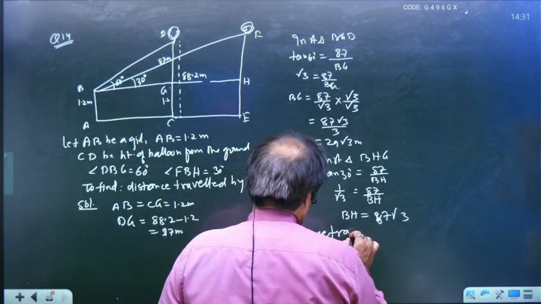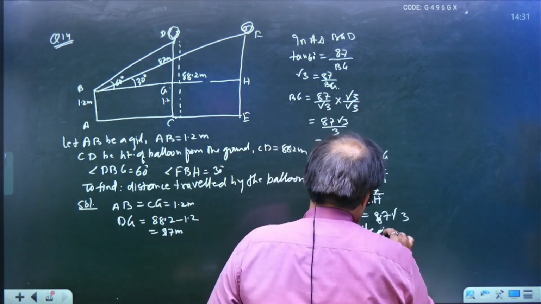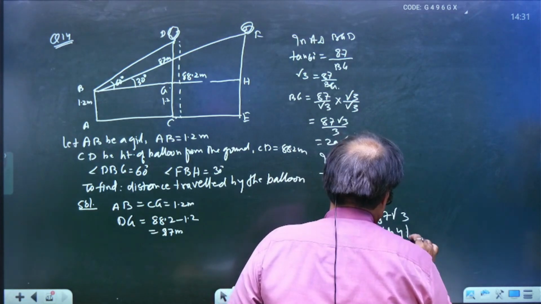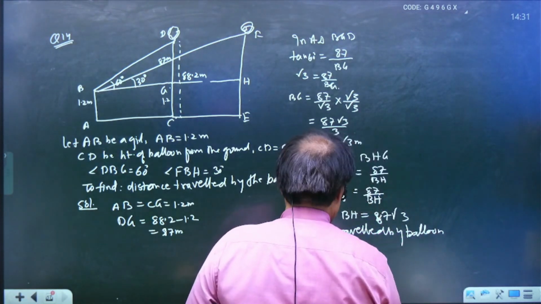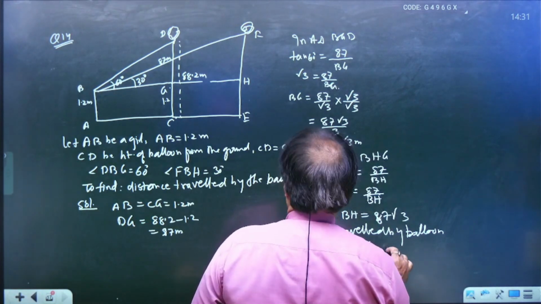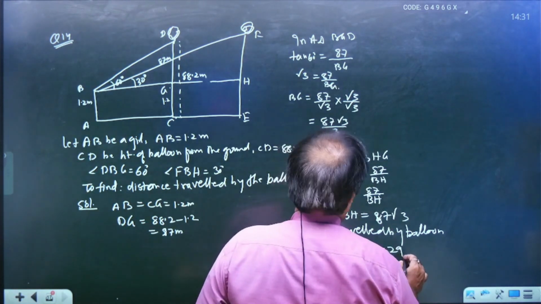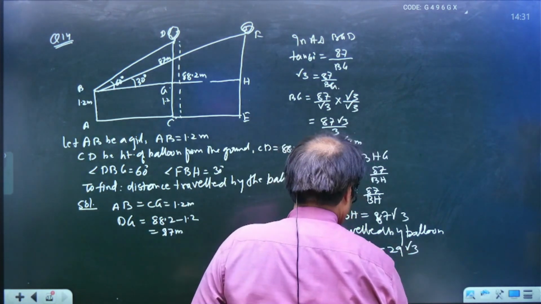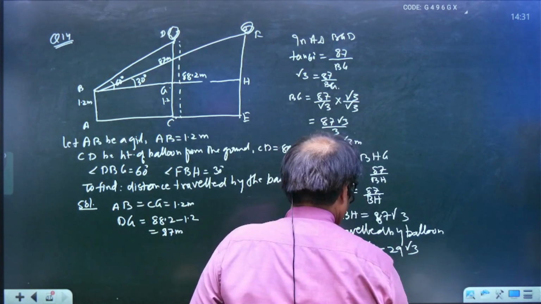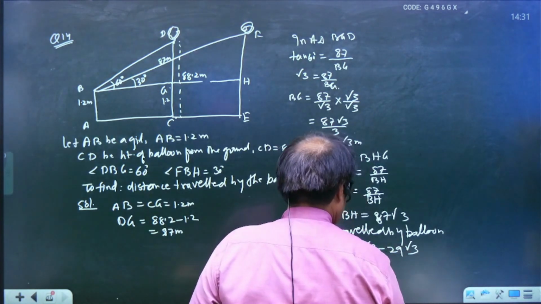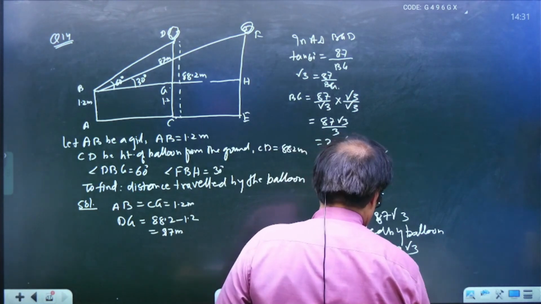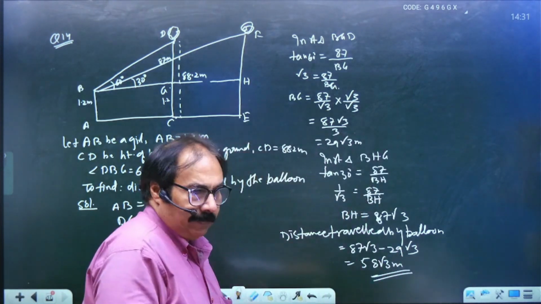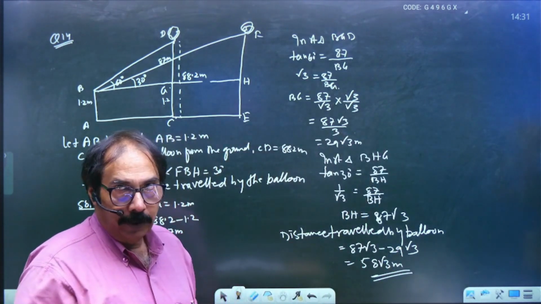So therefore, the distance traveled by the balloon is equal to 87 root 3 minus 29 root 3. This is equal to 58 root 3 meter. So this is the distance traveled by the balloon.